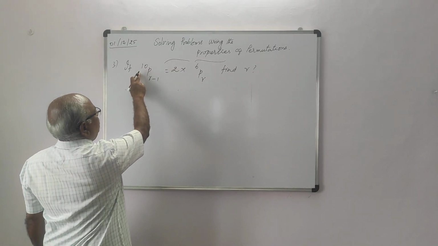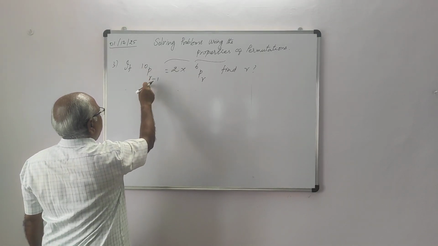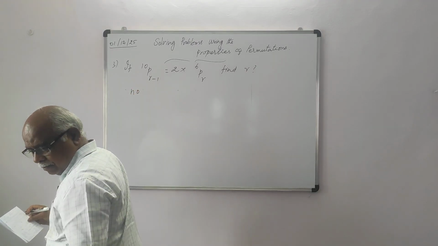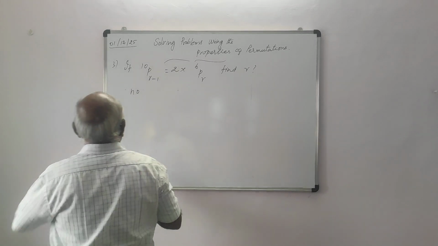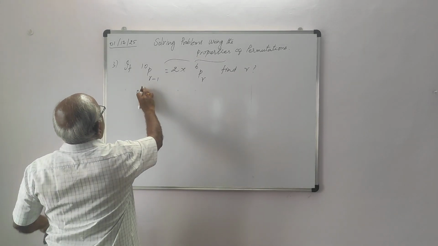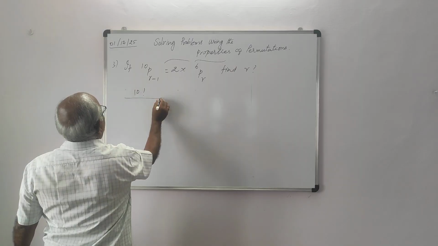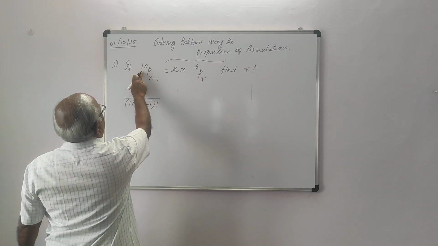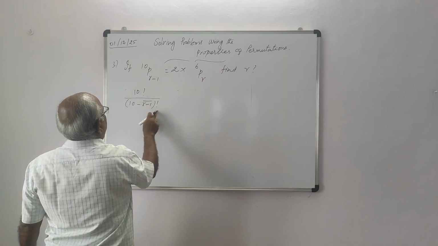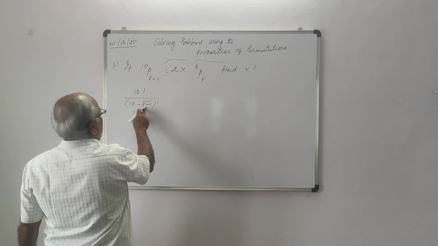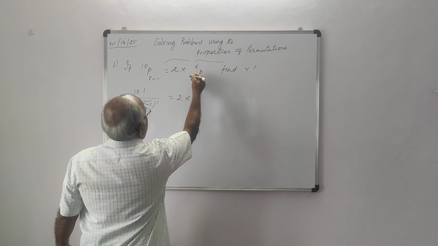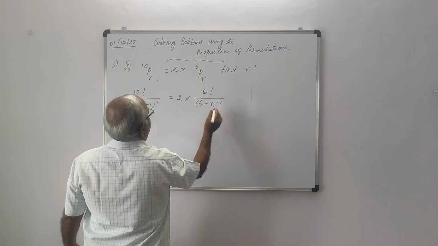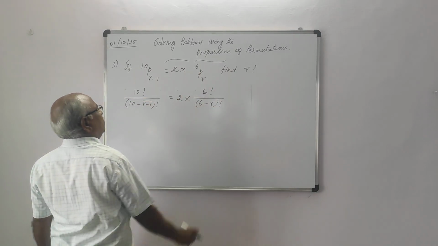So by the definition of nPr, nPr equal to n factorial by (n minus r) factorial. So 10P(r minus 1) is 10 factorial by (10 minus (r minus 1)) factorial, equal to 2 into 6 factorial by (6 minus r) factorial. That's the idea. nPr is n factorial by (n minus r) factorial.